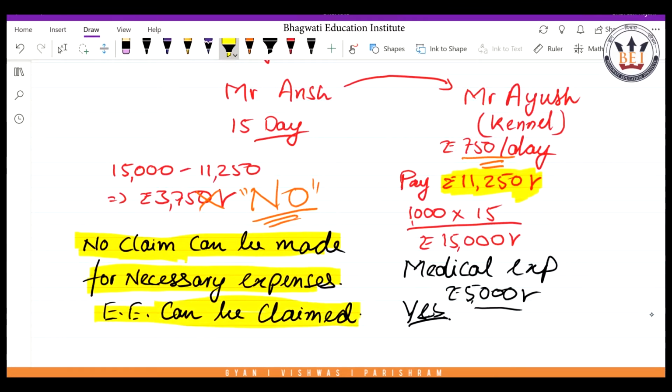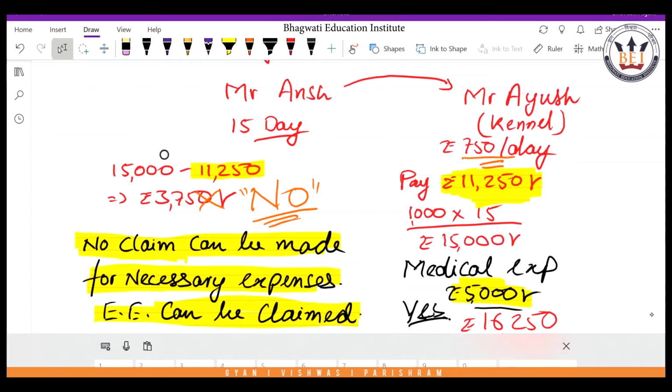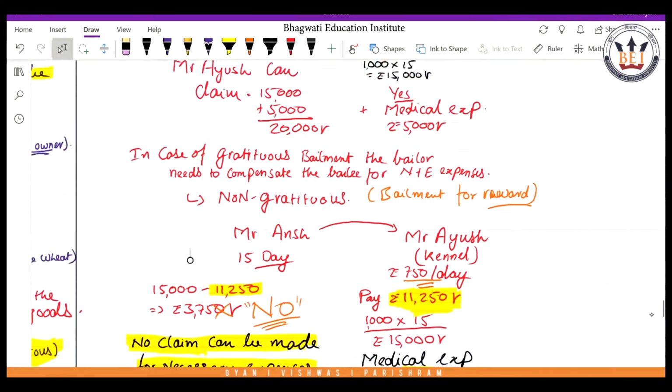So the total amount that Mr. Ansh has to pay to Ayush is 11,250, plus 5,000, that is a total of 16,250. If you add the charges of 11,250 and the medical expenses of 5,000, then 16,250 can be claimed at max. More than that cannot be claimed. The actual expenditure will not come into the picture. So that is a wonderful case of necessary and extraordinary expenses that we have understood, right?